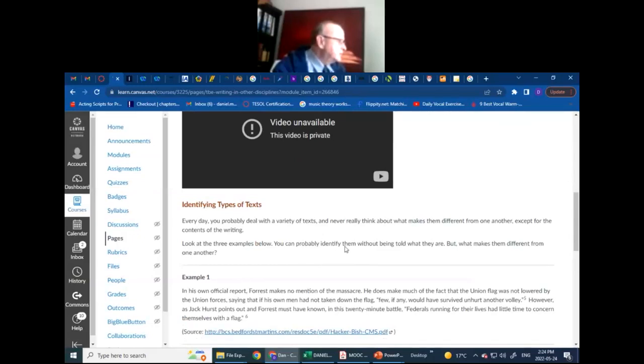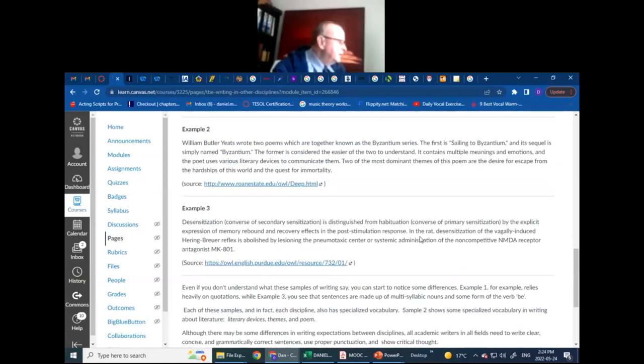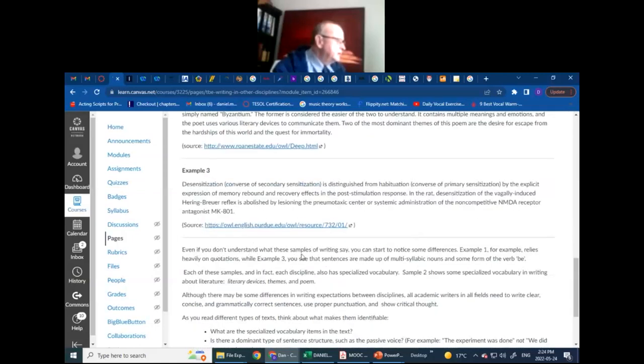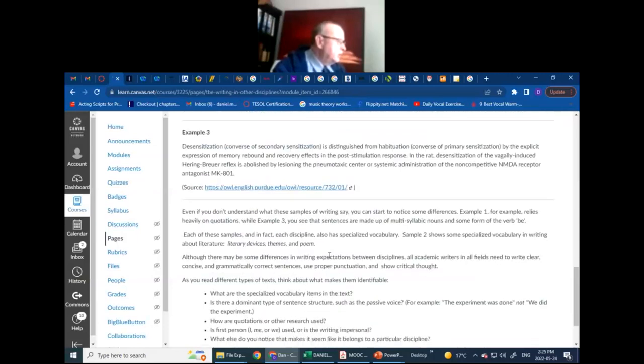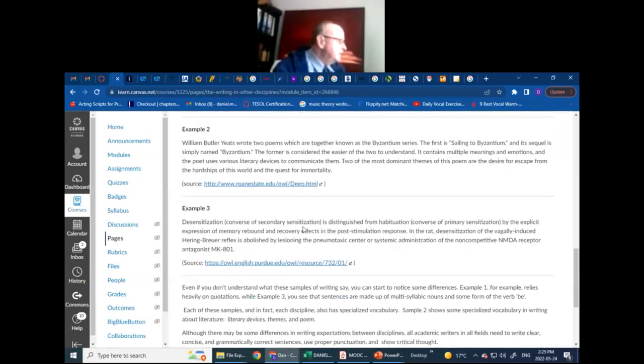This goes on to describe identifying different types of text, looking at these three examples below. I'm not going to read them, but it says here, even if you don't understand what these samples of writing say, you can start to notice some differences. Example 1, for instance, relies heavily on quotations, while in example 3, you see that sentences are made up of multisyllabic words, nouns, and some form of the verb be. Each of these samples, and in fact each discipline, also has specialized vocabulary. Sample 2 shows some specialized vocabulary in writing about literature: literary devices, themes, and poem. So without reading the entire text of these three examples, we can see how specialized example 3 is.